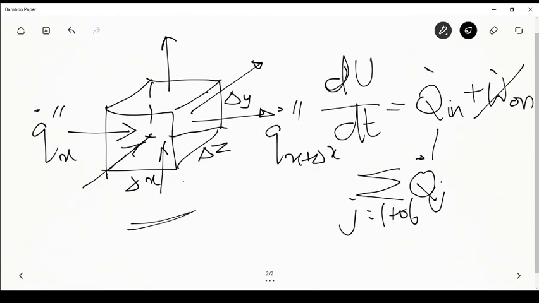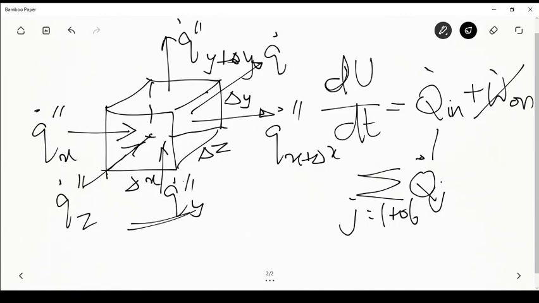So this would be q dot double prime y, and this would be q dot double prime y plus delta y, and similarly this would be q dot double prime z, and this would be q dot double prime z plus delta z. Now these q dot double primes, the double primes actually denote that it is per unit area. So if you want to calculate the total heat flow coming from, for example, this face, which is the left face of the control volume, then that will be equal to q dot x double prime multiplied by the area of this face, which is delta y delta z. Right? So that is the way we write it.